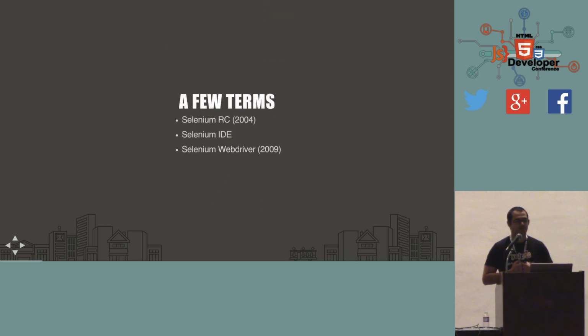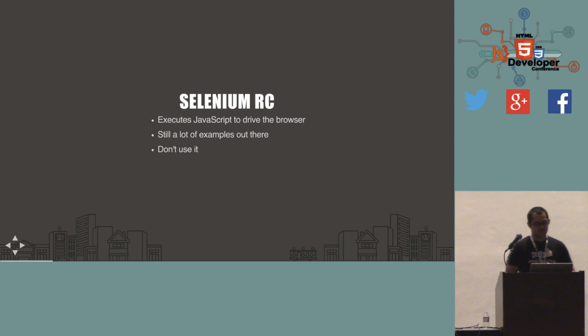So I want to go over a few terms before we get started on what I'm going to be talking about today. There were a few different projects that came out of Selenium, and often people mix them up. They're known as Selenium RC, which was launched in 2004, Selenium IDE, and Selenium WebDriver. Selenium RC was the first implementation of Selenium. It basically executes JavaScript in the browser to get all the tests to work and to click on buttons and do things. There's a lot of examples of Selenium RC code, especially out there on Stack Overflow. You probably want to avoid using Selenium RC. If your company's currently using it, try to get away from it. We got away from it at Yelp a while ago.